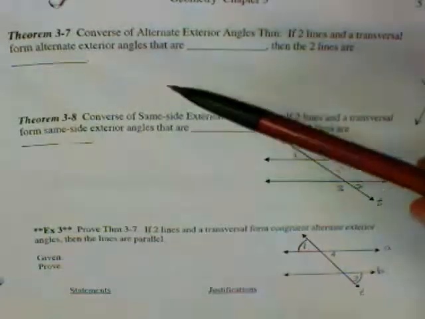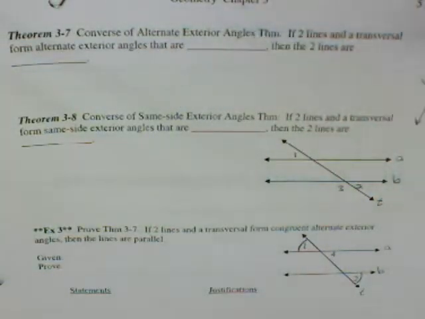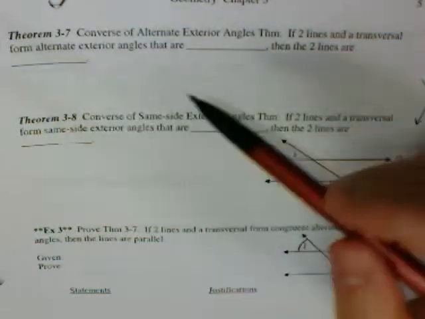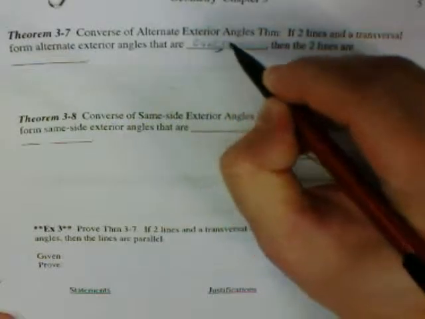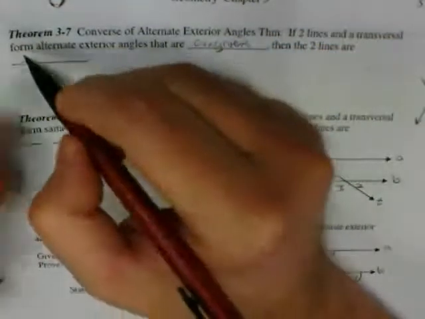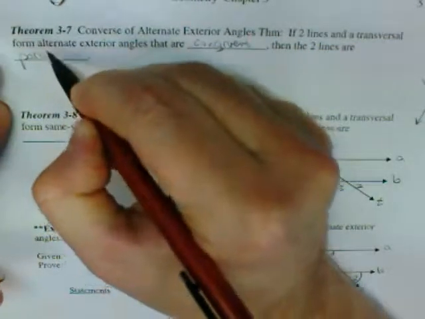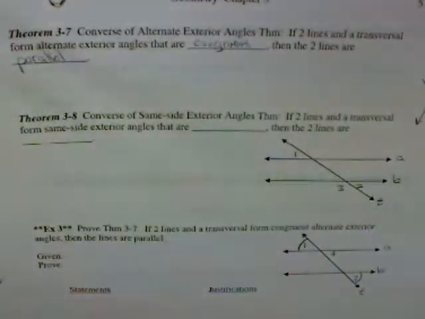And we're starting here with theorem 3.7, the converse of the alternate exterior angles theorem. That theorem tells you if two lines form alternate exterior angles that are congruent, then the two lines must be parallel. This works very similarly to the corresponding angles postulate, or the alternate interior angles, the converse of the alternate interior angles theorem.